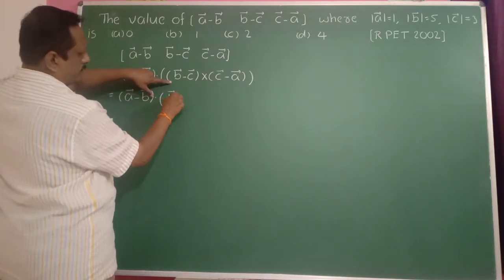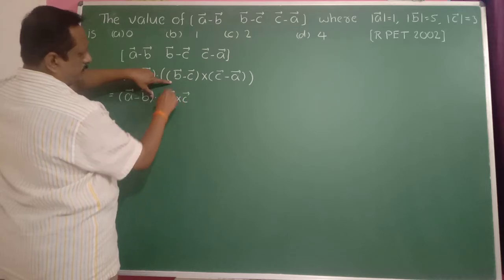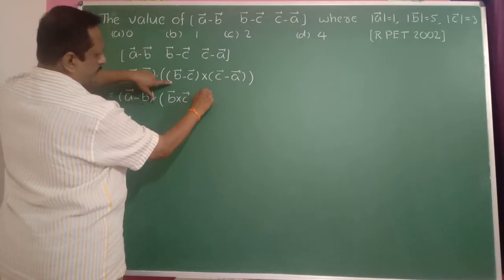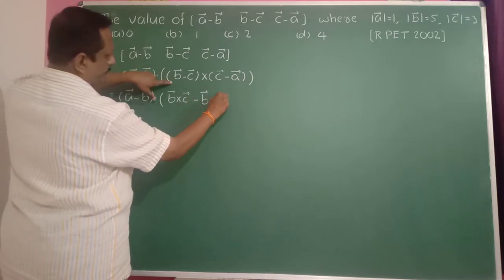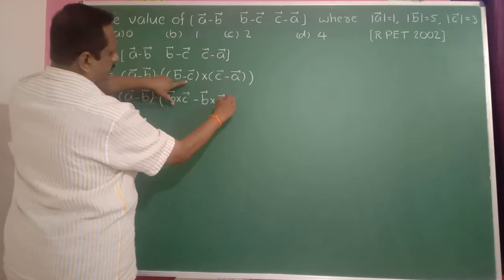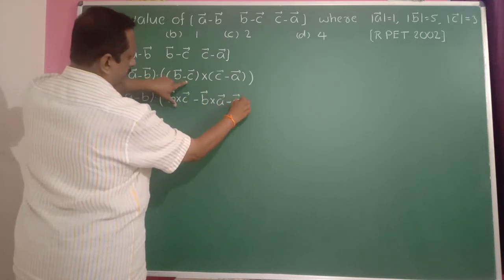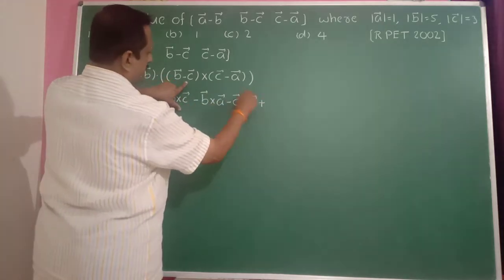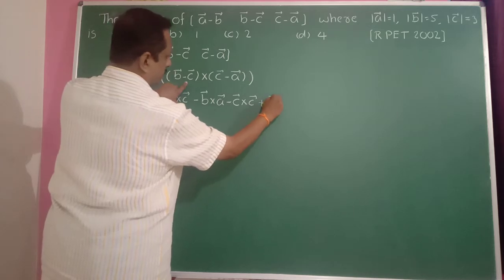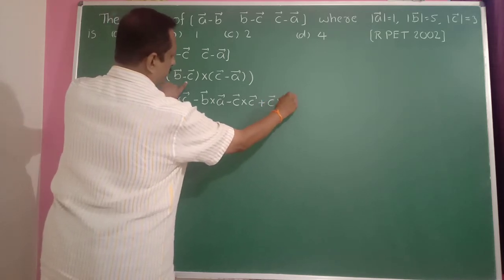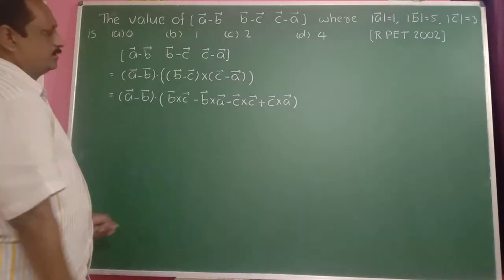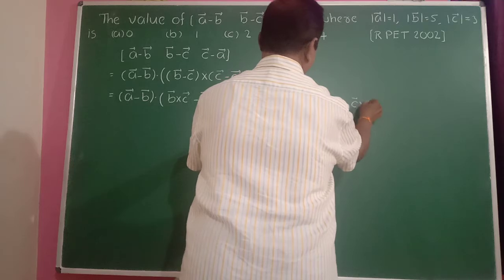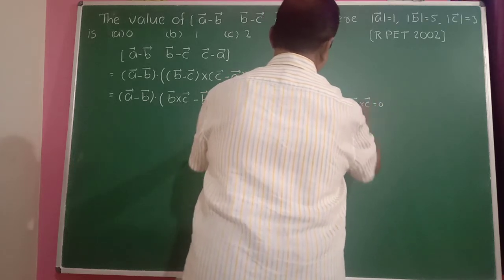so b bar cross c bar, b bar cross minus a bar, so minus b bar cross a bar, minus c bar cross c bar, and minus into minus becomes plus, c bar cross a bar. So you know c bar cross c bar is 0. This is a property of the cross product: c bar cross c bar is 0 here.